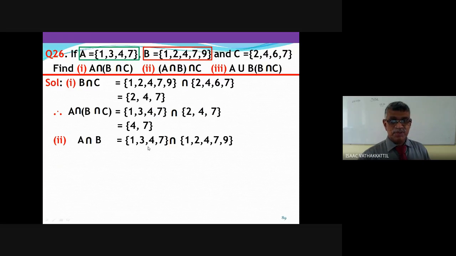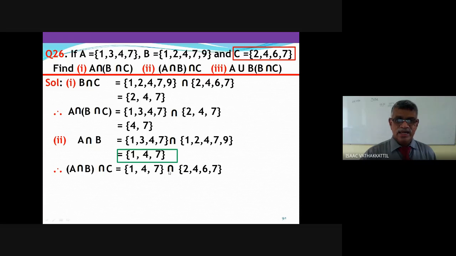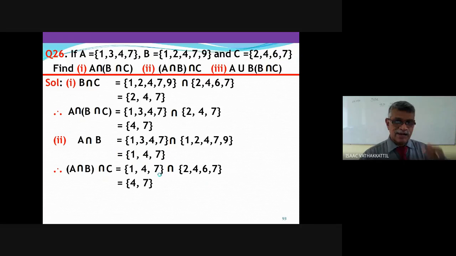Now we go for (A intersection B) intersection C. What is A intersection B? 1, 4 and 7. Am I right? Now intersection with the C. A intersection B is already 1, 4, 7. Intersection with the C. C is 2, 4, 6, 7. What is common? 4 is there, 7 is there. Could you observe that A intersection (B intersection C) is the same as (A intersection B) intersection C?